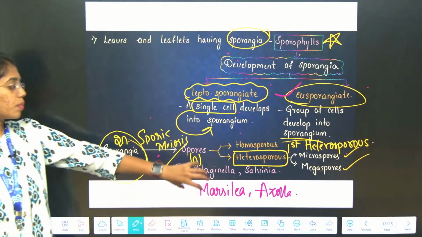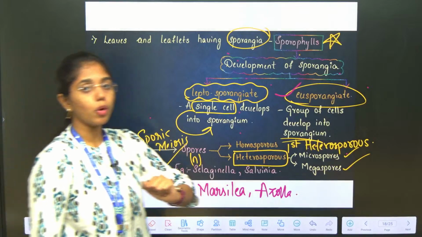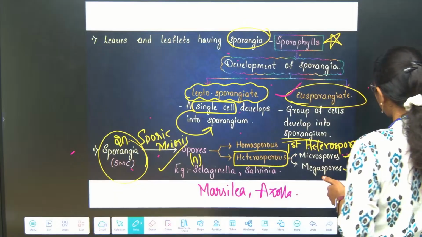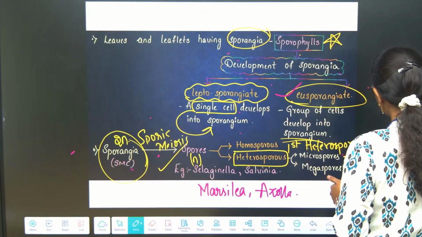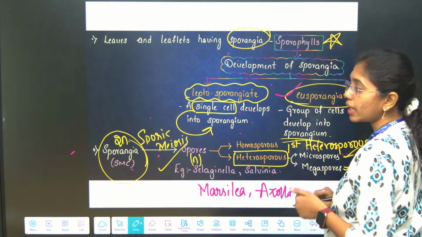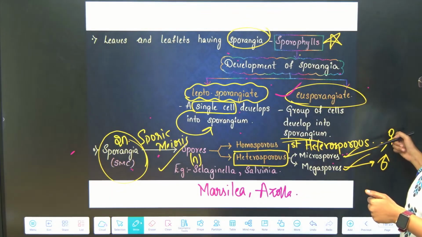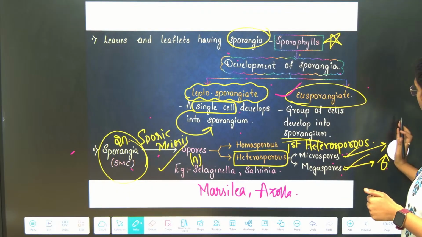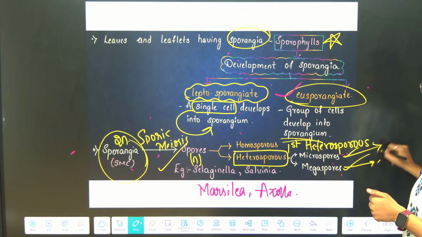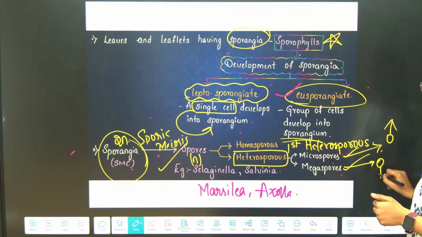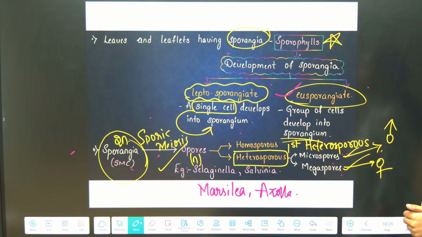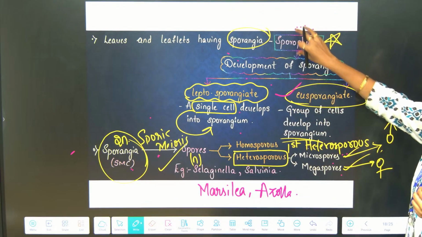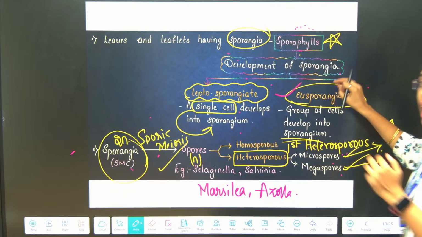These pteridophytes will produce two types of spores, microspores and megaspores. Microspores develop into male gametophytic structures, megaspores develop into female gametophytic structures. Clear, right? You have understood how sporophylls are present and how sporangia is developing on the sporophylls.